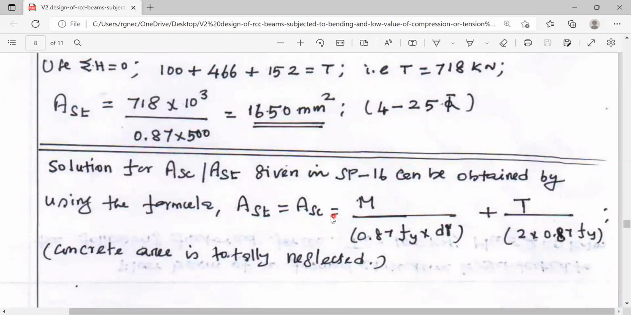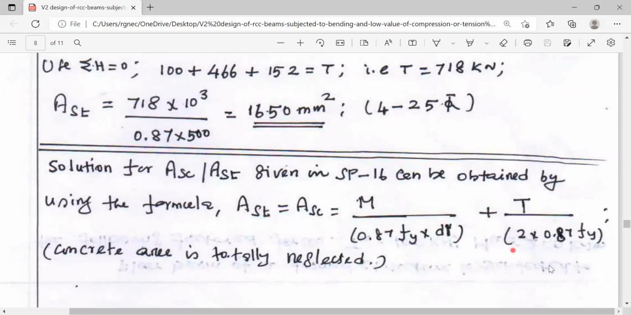AST is equal to ASC is equal to bending moment divided by the lever arm. Lever arm is nothing but the distance between the tension reinforcement and compression reinforcement. That is D1, M by D1. Moment divided by this lever arm divided by 0.87 Fy plus the tension divided by 2 divided by 0.87 Fy. This gives the area of steel in compression zone and tension zone. This formula can be used instead of the chart.